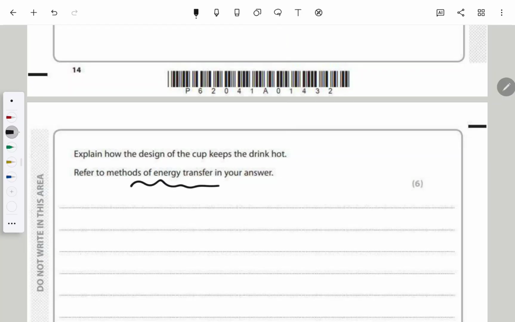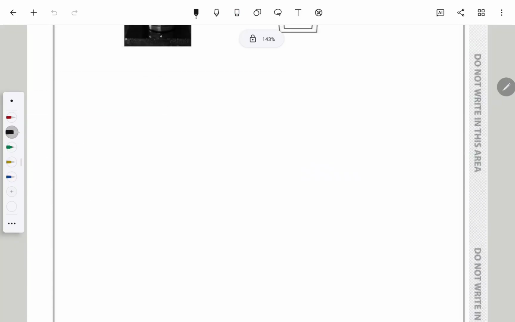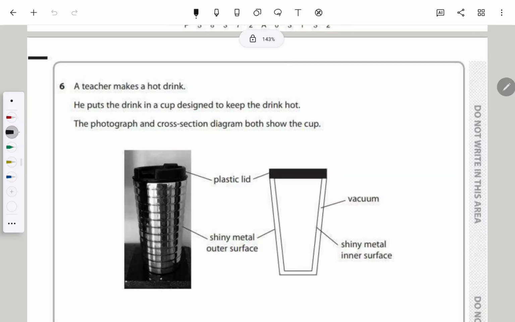This is a question to do with the first chapter. Look, it's 6 marks. With the second chapter, okay? Which is, remember, the entire point of the cup is to keep the drink hot. So you need to think about ways to transfer heat.